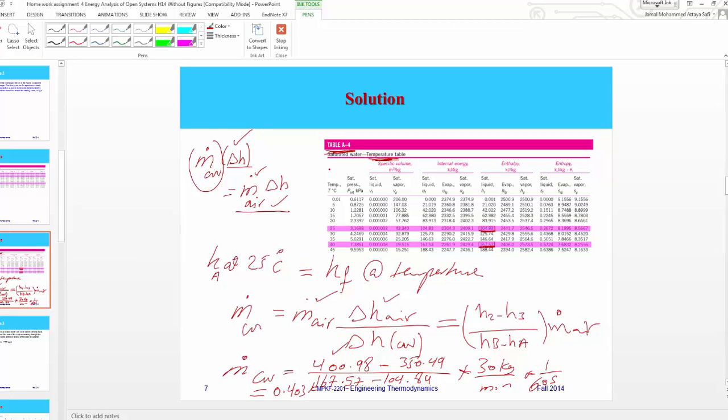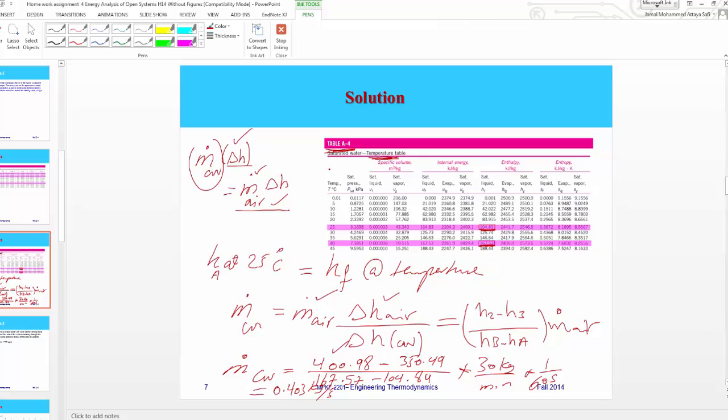0.403 kilogram per second. You see I'm going fast now because I think that we have already repeated a lot of what we are doing. Okay.